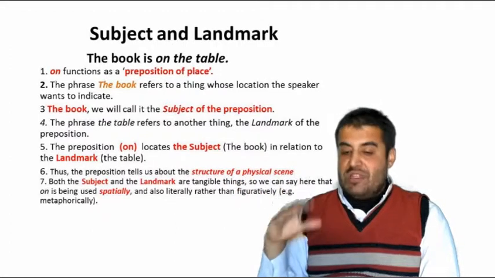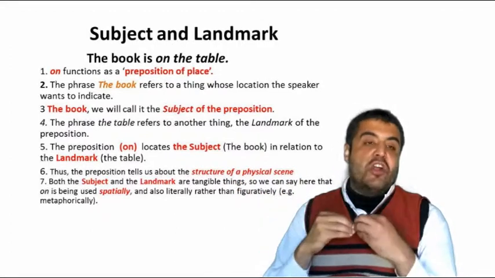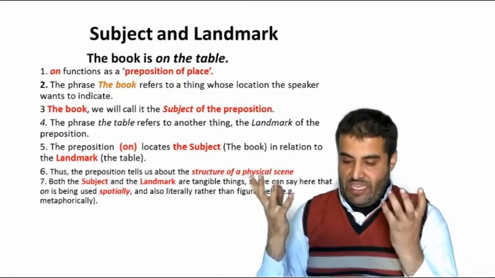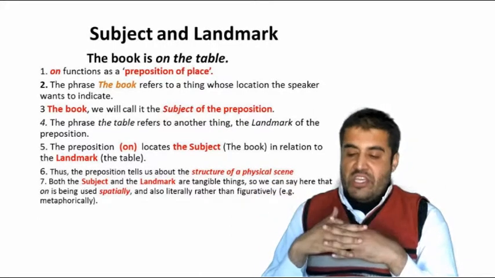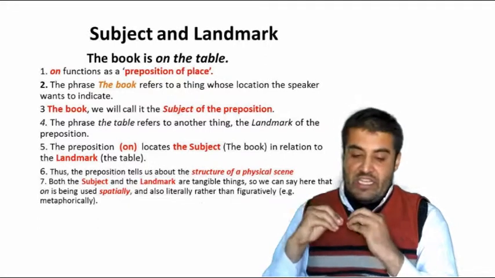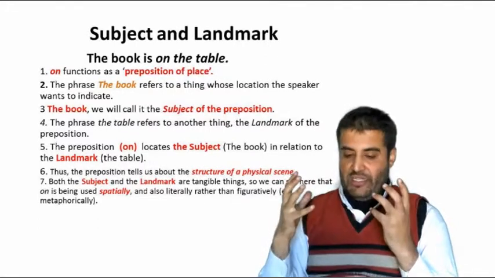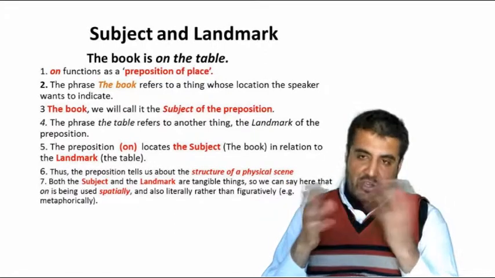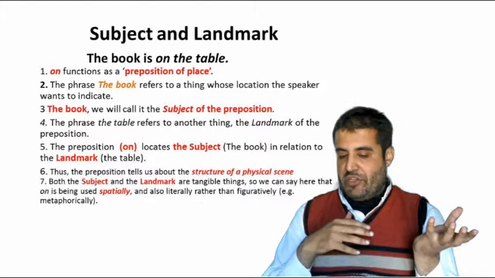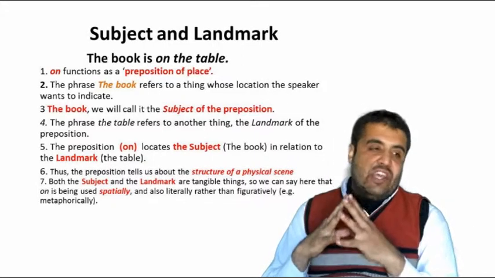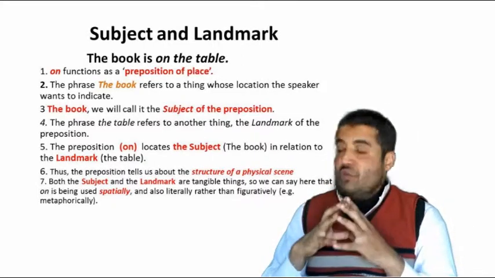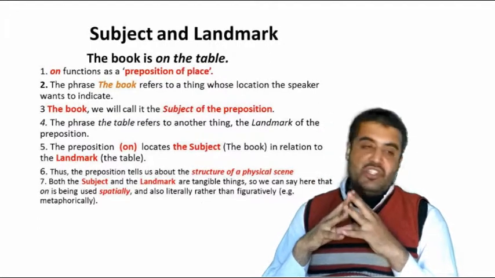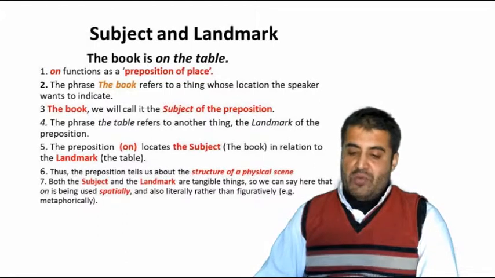Both the subject and the landmark are physical things here. They are tangible. We can see them. So we can say that this on is being used spatially or literally, rather than figuratively or metaphorically. So it means that there are two kinds of uses according to the meaning of the preposition in sentences, and we will do that now.